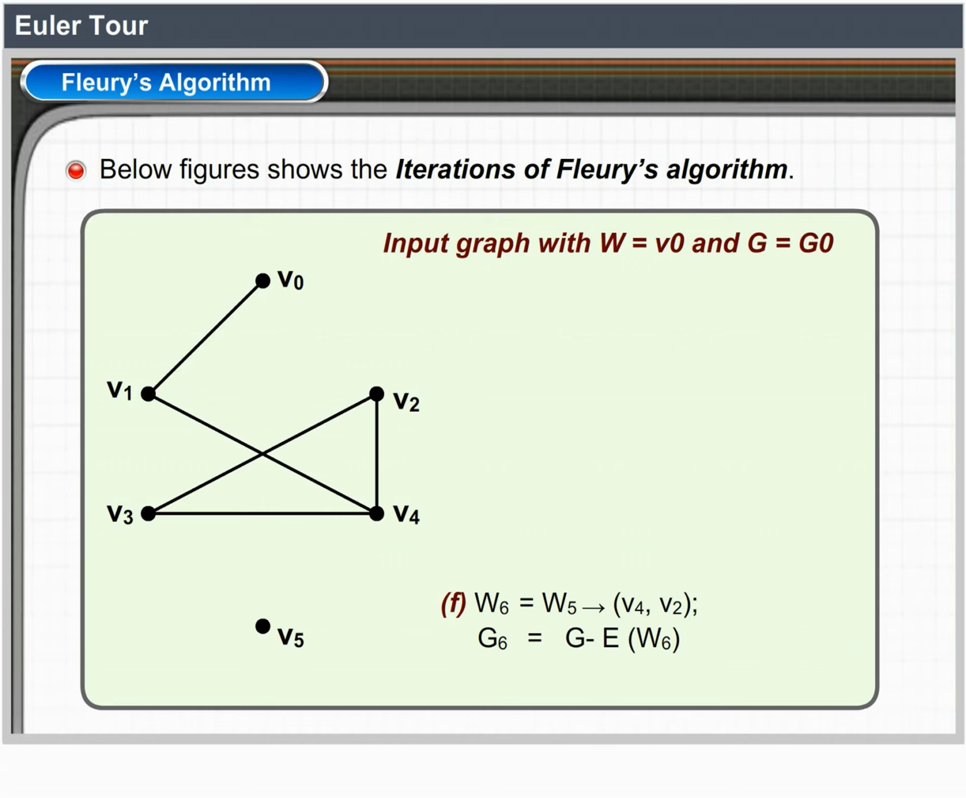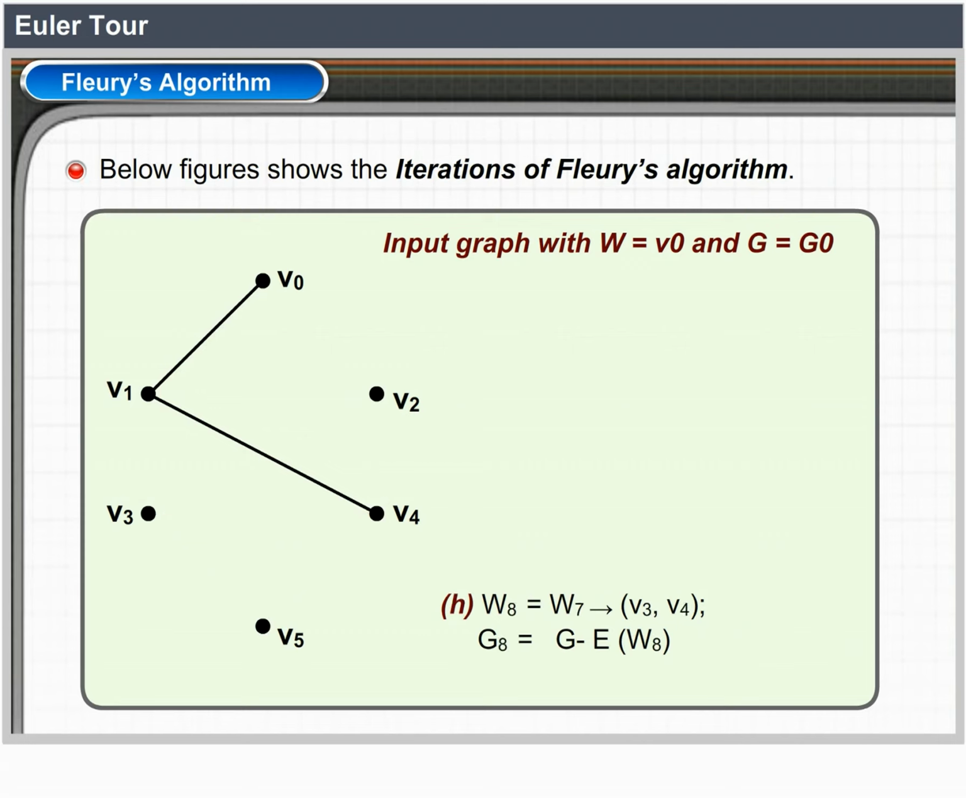W7 equals W6 implies V2, V3. G7 equals G minus E of W7. W8 equals W7 implies V3, V4. And G8 equals G minus E of W8. W9 equals W8 implies V4, V1. And G9 equals G minus E of W9. W10 equals W9 implies V1, V0 and G10 equals G minus E of W10.